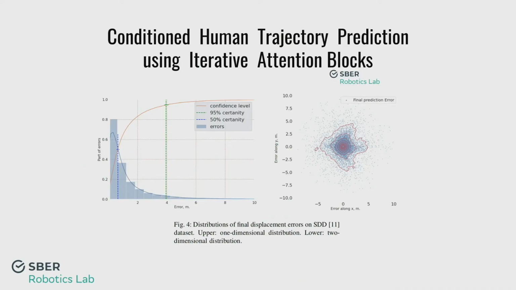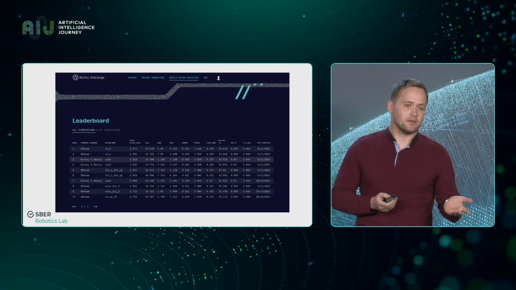Having analyzed errors that are made by the model, we came to a conclusion that in the majority of cases, in more than 50% of cases, accuracy of prediction of a person's position in 5 or 8 seconds is less than 1 meter. So we predict with accuracy of 1 meter. But there is a small number of scenarios where we have huge errors. And this is because a human is quite a complex creature, and it's hard to predict what the person will do. It means that this error will be relevant for quite a number of years to go.